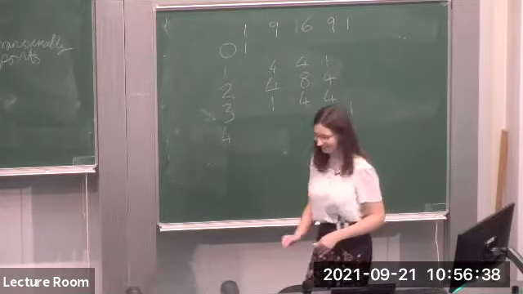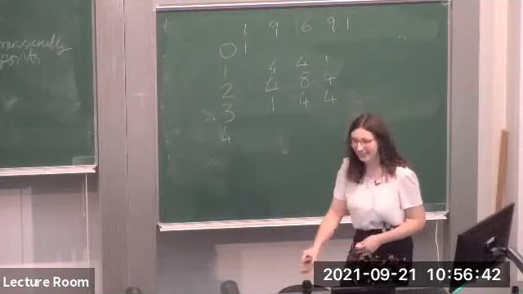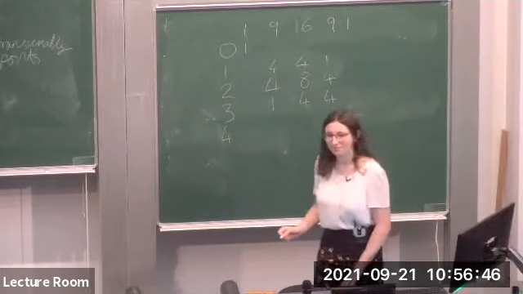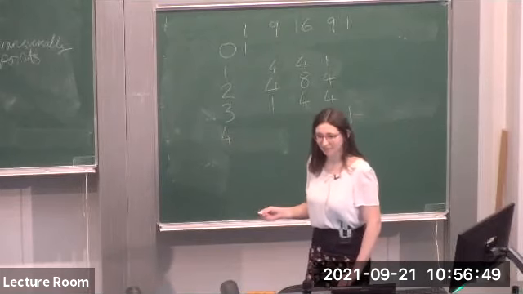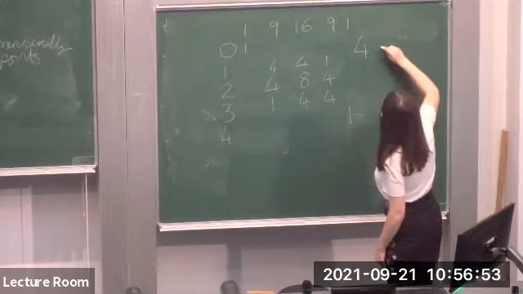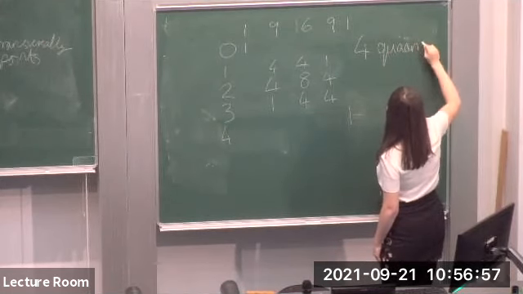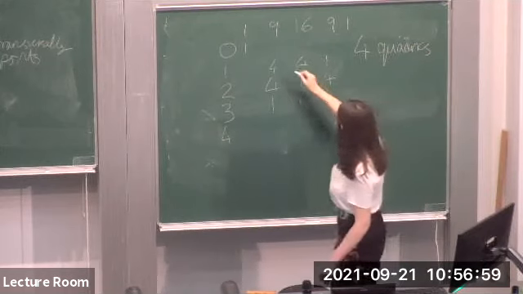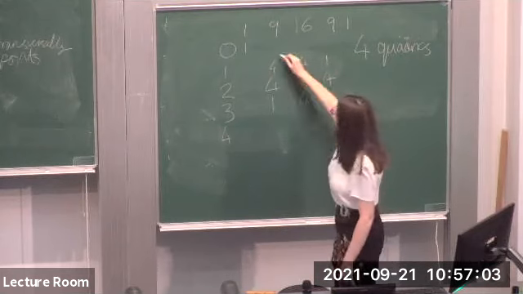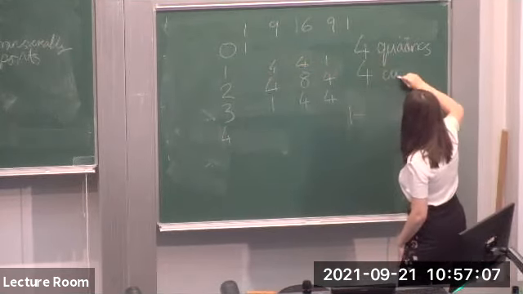Does that mean 9 generators and 16 relations? Yes. The 4 means there are 4 quadrics. The next 4 means that there are 4 cubic generators. So are you looking at the first line? These 9 are the number of generators. So there are 4 quadrics, 4 cubics, and 1 quartic. Yeah, that's exactly right.